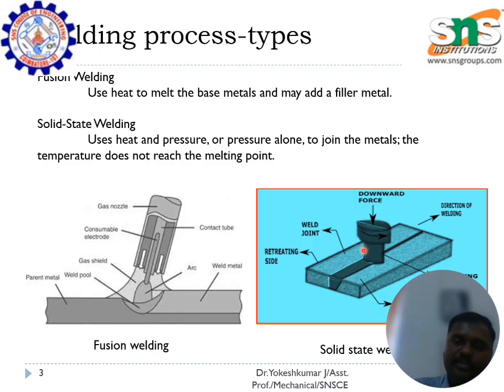With this downward force, the tool is moved transversely from one end of the joint to the other end of the joint. Then finally we have a welded joint made by means of a solid state welding process.